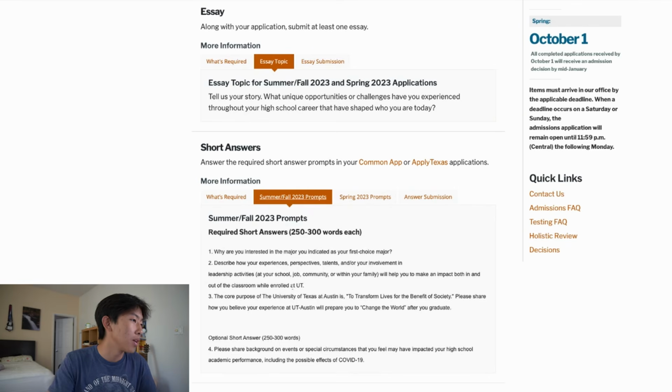Okay, this third prompt: the core purpose of UT is to transform lives for the benefit of society. If I'm going to be honest, I really don't like this prompt. I get that they want their future students to be already thinking about social impact in their future, but honestly, as a senior in high school, do you really know how you're going to transform the future of society and change lives? Because I didn't.